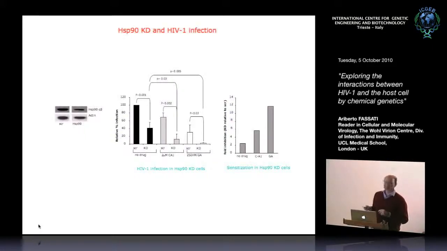And then we tested HIV infection on these knockdown cells, and we found that HIV infection was about twofold inhibited. And if you put on the compound, you got sensitization, which means essentially that the inhibition is greater in the knockdown cells. So you have reduced the target, therefore you need less drug. Or if you put on the same amount of drug, you have a greater effect, right? That's what sensitization is about.